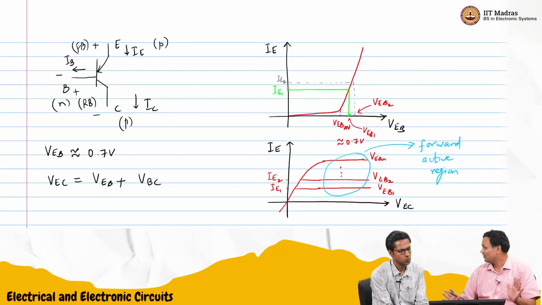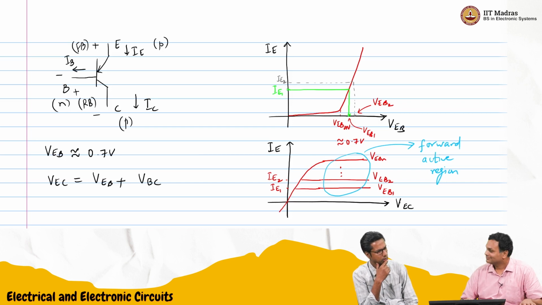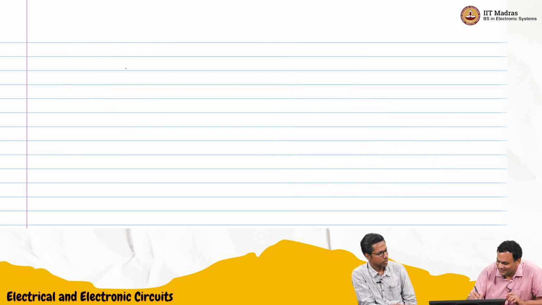We know NPN, we know PNP. What shall we do next? So how will I give VB on? Means you are changing VB on to VB1, VB2. That's right. So how is it actually done?